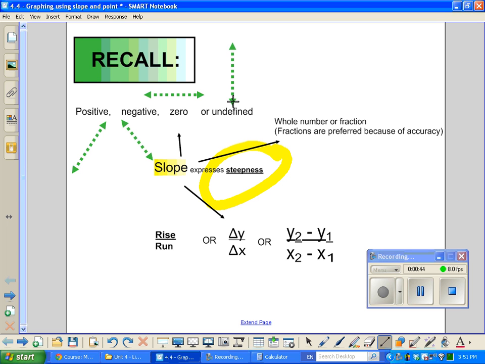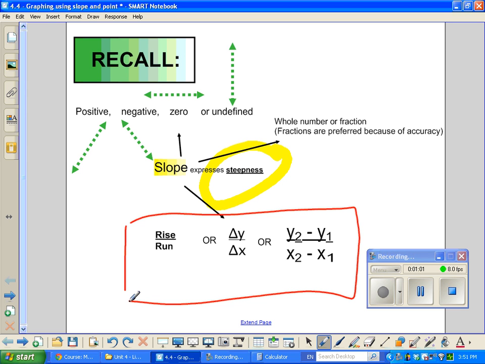Now, fractions could also be decimals, but I prefer fractions because of their accuracy, right? A decimal, 0.333333333, is not as good as 1/3, right? So fractions preferred. Don't forget, of course, this is the golden information: how do we calculate slope? Calculate slope by doing rise over run, or just by using this formula, delta y over delta x, so the change in y over the change in x.